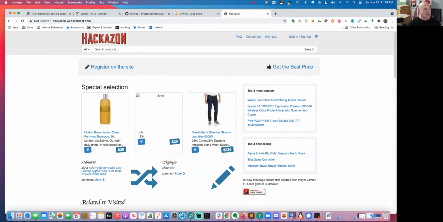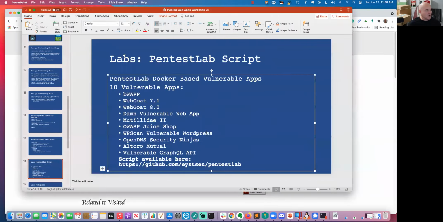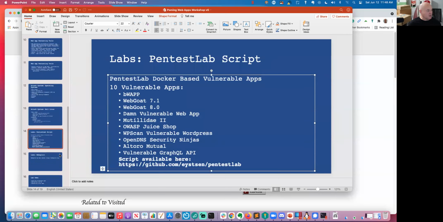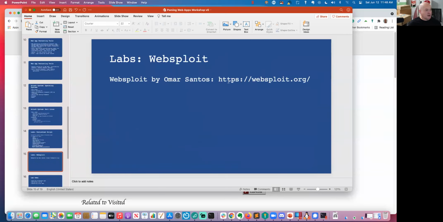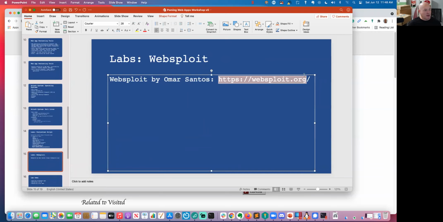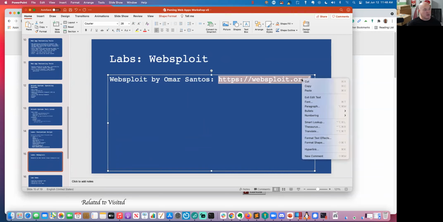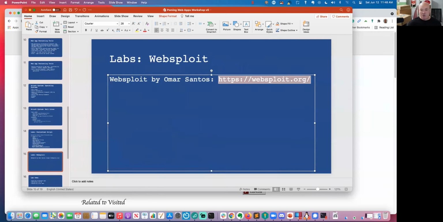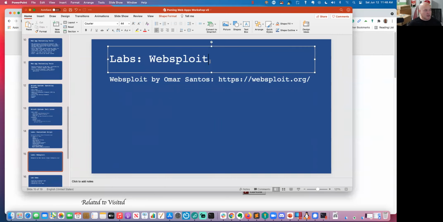So good. And so let's go back to the resources. Another one that came out that, if I'd known about this sooner, I probably would have used is Websploit. It's by Omar Santos. He's a co-founder of the Red Team Village, as well as Texas Cyber Summit, Gray Hat, and the Mayhem Fest, the different things that they put on.